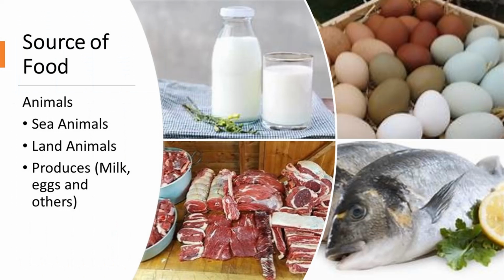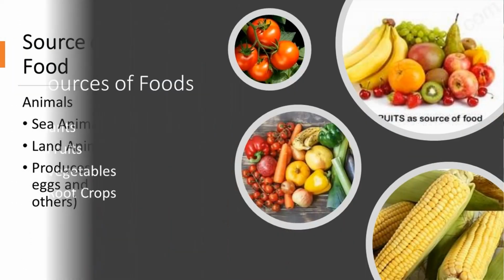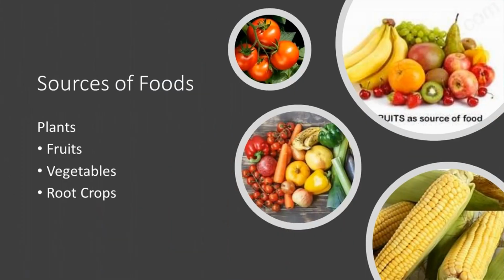Sources of food may come from animals, such as sea animals like fish, crustaceans, and other marine animals. Also, we can get our food from land animals such as meat from cattle, sheep, and chickens. Furthermore, animal produce like milk and eggs can also be a good source of food. We can also get our food from the plants like fruits, vegetables, and crops.